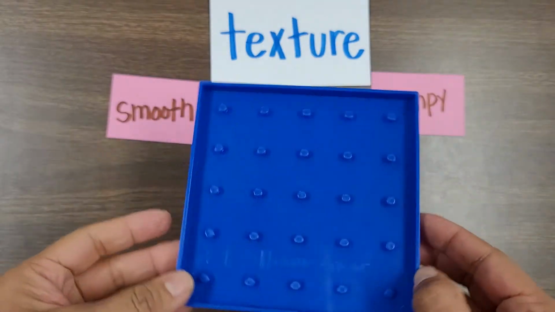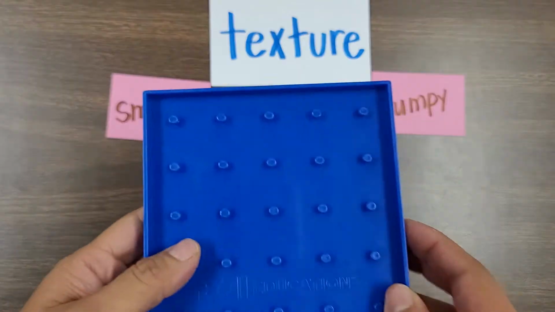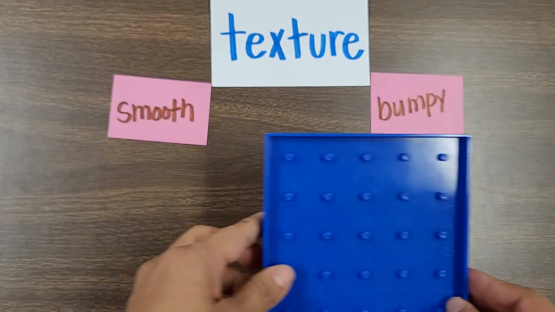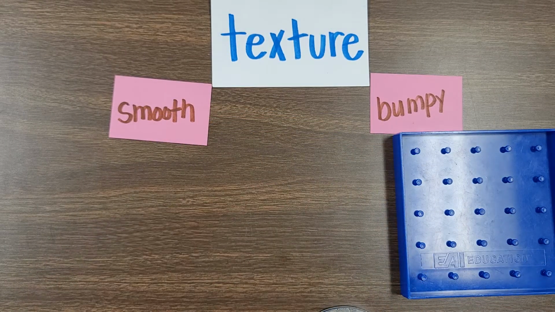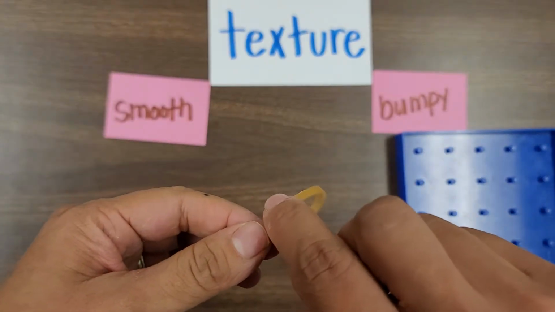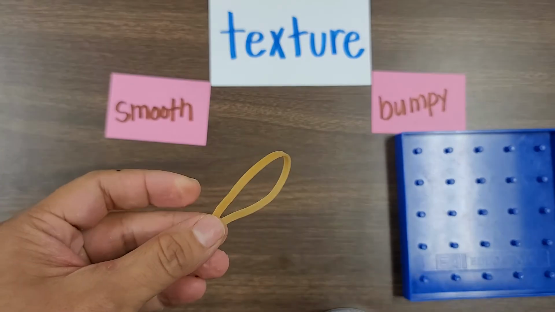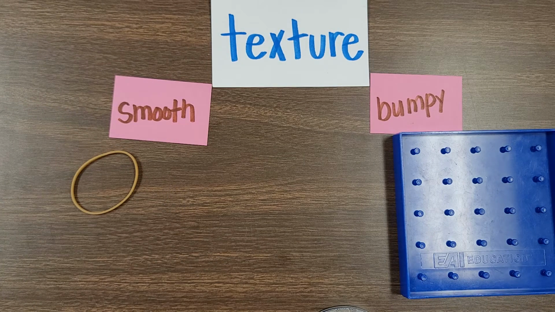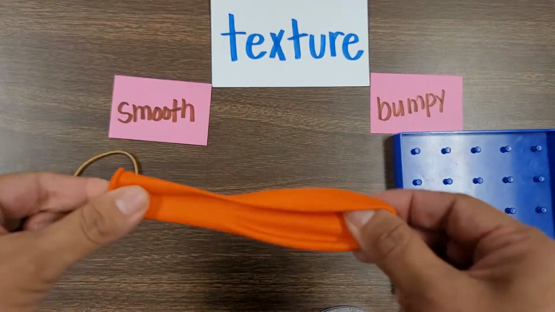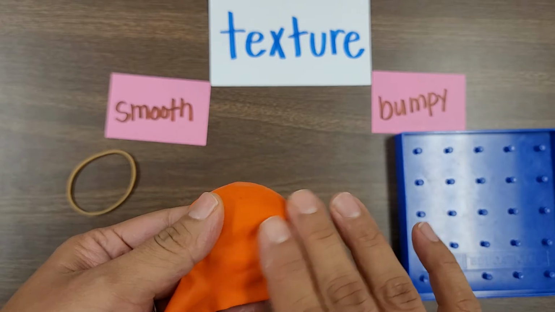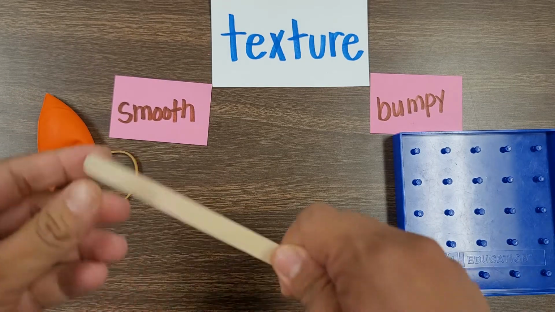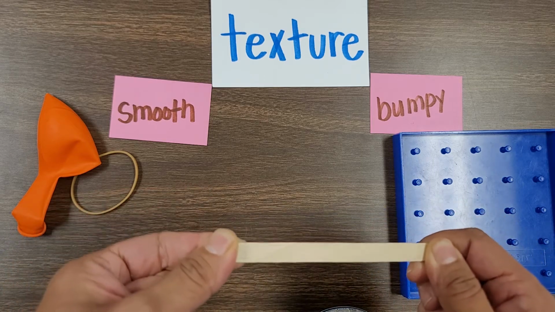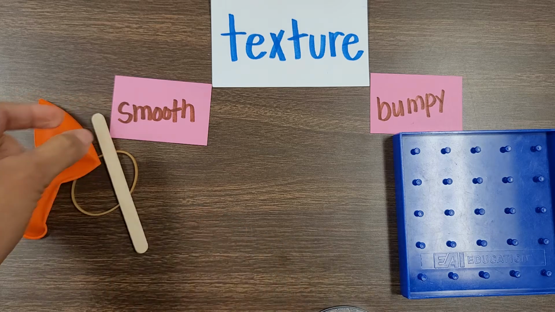So I'm going to start with this board. This is called a geoboard that we use for math. I'm going to run my hand through it and I feel that this geoboard is bumpy. So I'm going to put it on our bumpy side. I also have a rubber band, and when I run my fingers through it, I feel that the rubber band is actually really smooth. Now, I'm going to look at my balloon. My balloon is also very smooth when I run my fingers through it. I also have a popsicle stick. Where do you think my popsicle stick is going to go? Smooth or bumpy? Yeah, it's also pretty smooth.